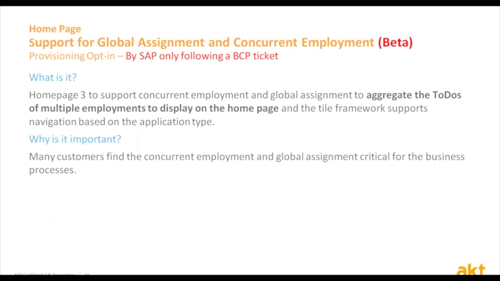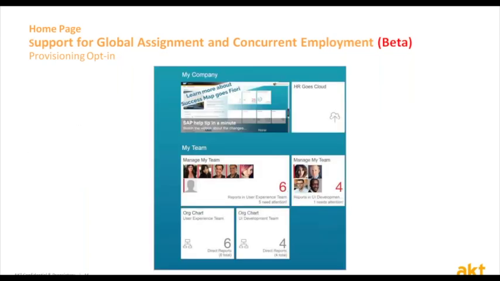Another improvement for the homepage, which is on a beta stage, is the option to view information coming from multiple employments. Customers who are using global assignment or concurrent employment can use this new functionality to view information coming from all employments at the same time. In this example, you can see two org chart tiles, one coming from one concurrent employment and the other one coming from another concurrent employment.